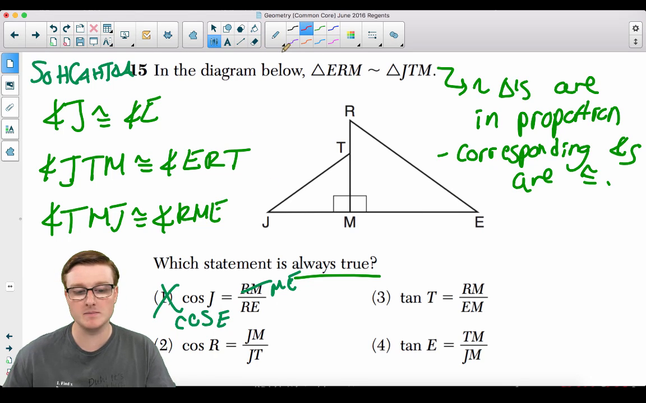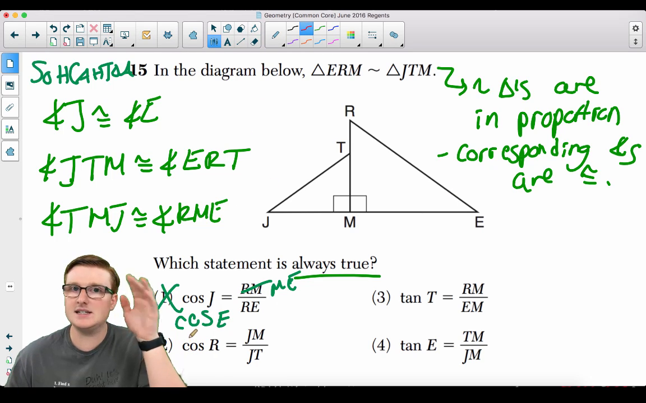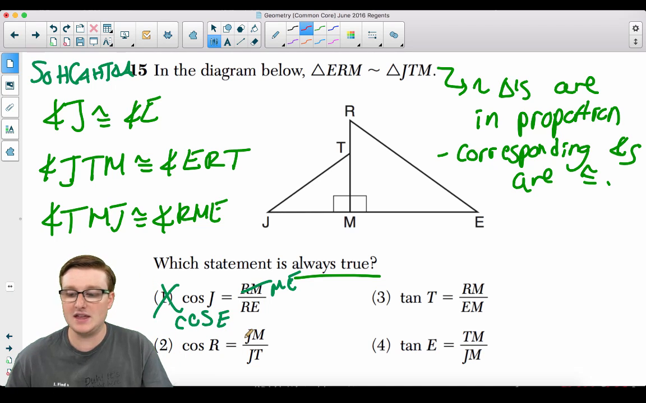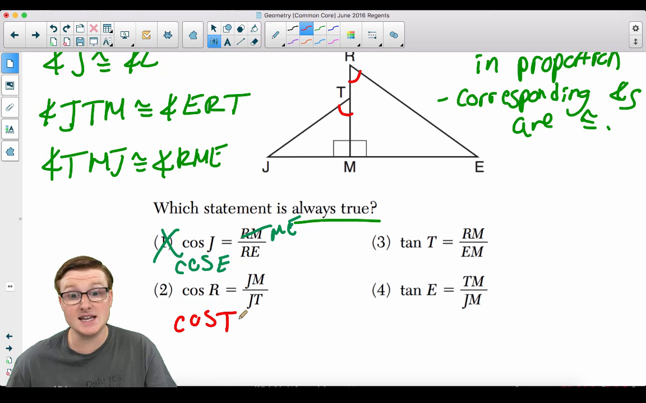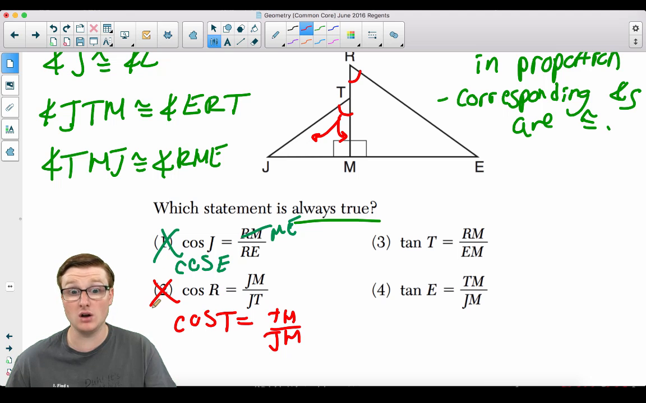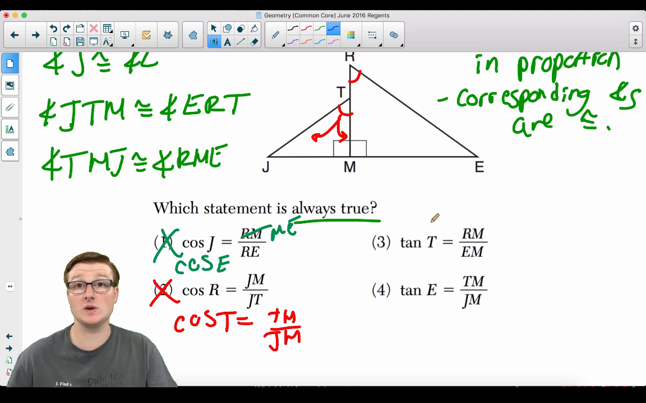Let's take a look at choice 2. The cosine of R. Now, wait a minute. Since this pattern is occurring, we know that they really are testing us well. The cosine of R is also equal to the cosine of T. So the cosine of T is equal to the adjacent, which is TM, over the hypotenuse, which is JM. That's not shown here, so that is false. Let's take a look at choice 3.